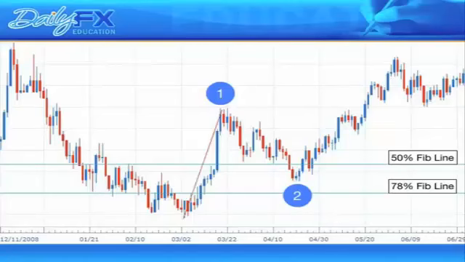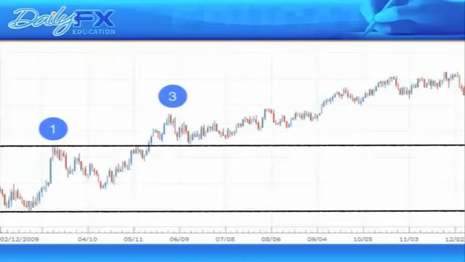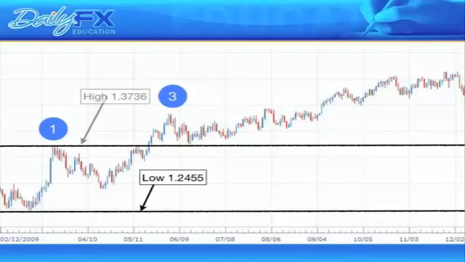Now we can check the second guideline. We won't use the Fibonacci tool here. We'll simply subtract the low of wave 1 from the high of wave 1. This tells us the number of pips covered over the course of wave 1. Again, let's zoom out to see the full picture. If we subtract the low price of 1.2455 from the high price of 1.3736, this yields 1,281 pips.